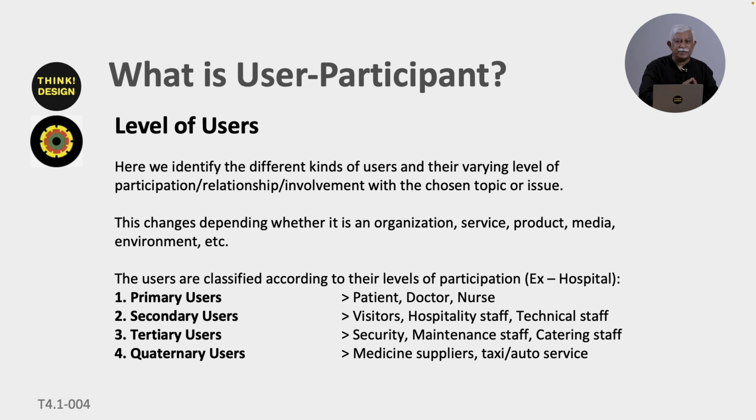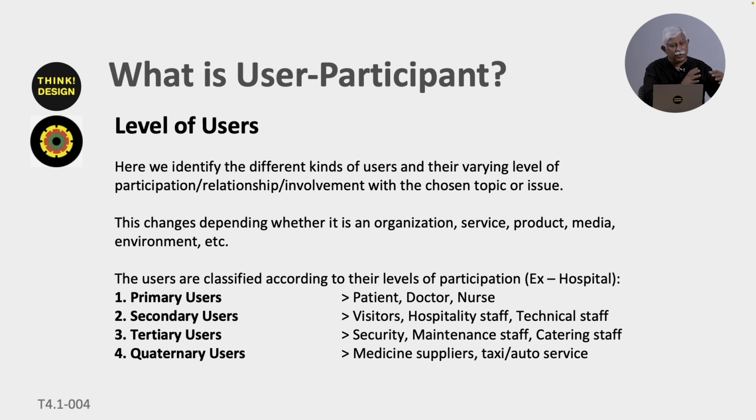And let's take, for example, a hospital. We've classified users according to primary users, secondary users, tertiary users, and quaternary users. If you look at primary users, it could be the patient, doctor, or the nurse. The secondary users could be the visitors, hospitality staff, the technical staff. Tertiary users could be the security personnel, maintenance staff, or the catering staff.